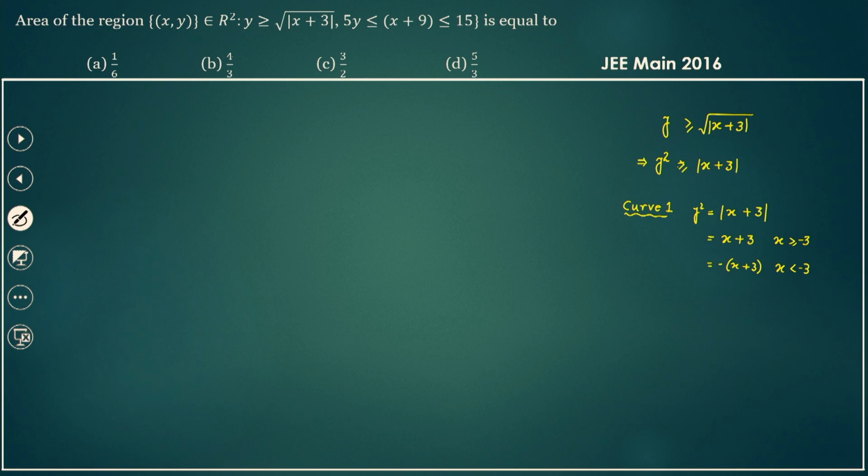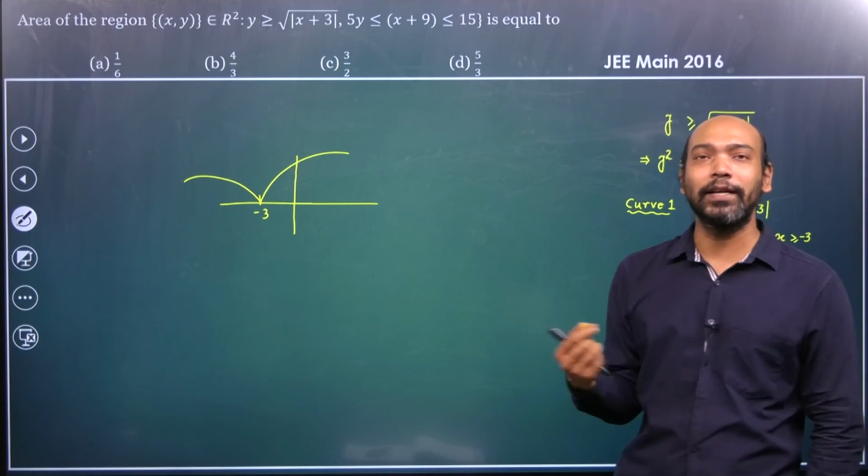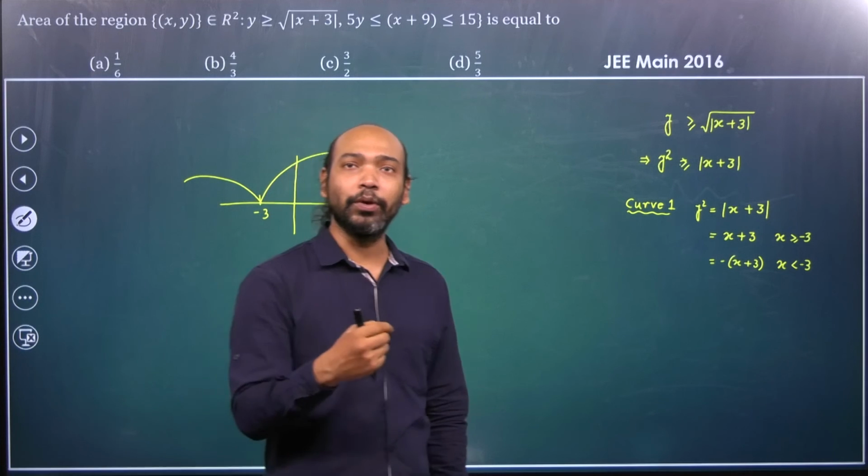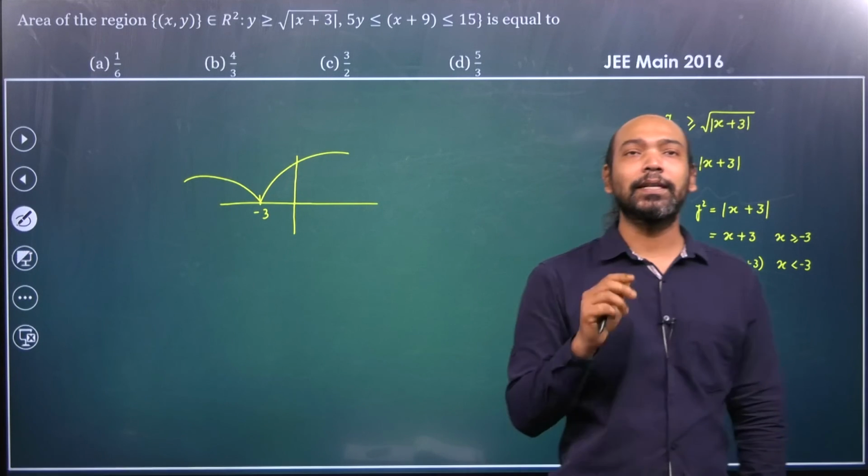So basically if I try to plot it, we have to mark the point minus 3. It's a parabola, so this is one parabola, this is another parabola. That actually gives me y square equal to x plus 3 and y square equal to minus x minus 3 in a similar form. Later we'll show you the exact plot. So this is curve 1 for us.